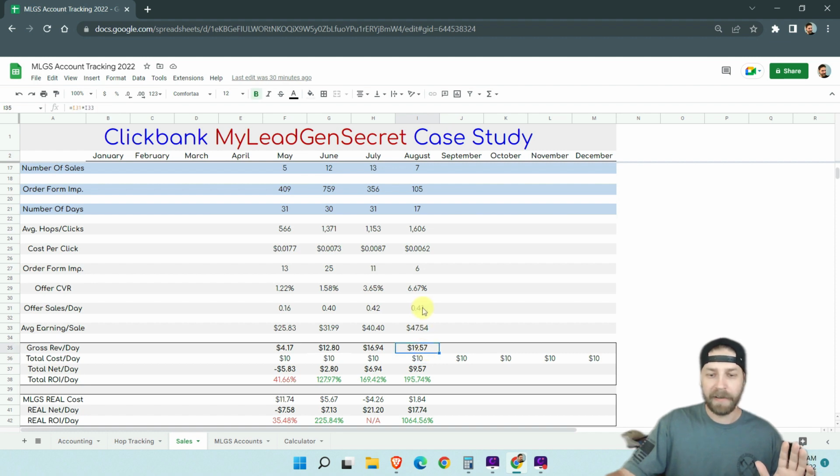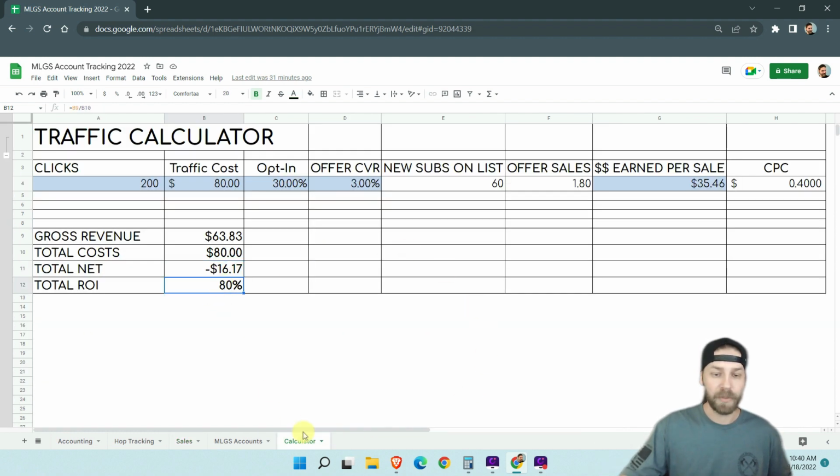Based on the percentage of sales per day times the average earning per sale, I'm earning on average about $19.57 per day. So that is a profit of $9.57. After my cost, I'm left with $9.57. That means I have a 195.74% return on investment. That is way higher than this 80%. I hope you're able to understand so far.